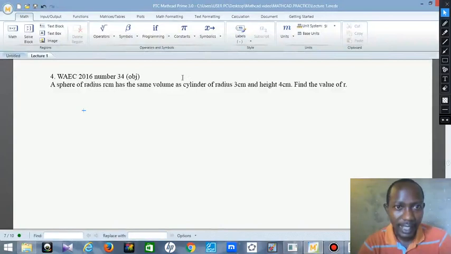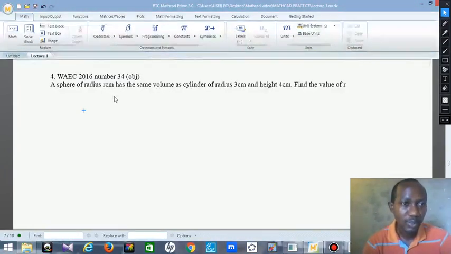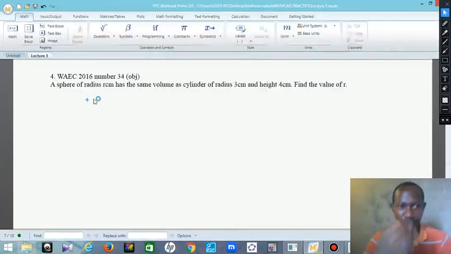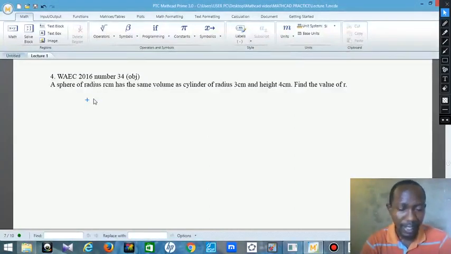Let's see, a cylinder is given in this case, and they said a sphere of radius r centimeter. So this sphere that has this radius r centimeter has the same volume as a cylinder of radius 3 centimeter and height 4 centimeter. So all we need to do in this case is to know the volume of a sphere, because the sphere has the same volume as a cylinder that has this radius and this height.